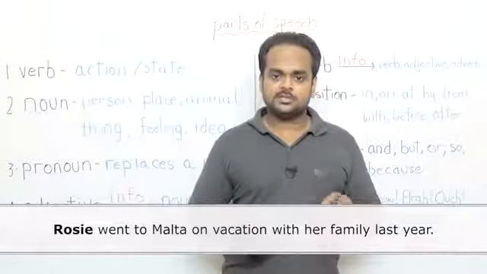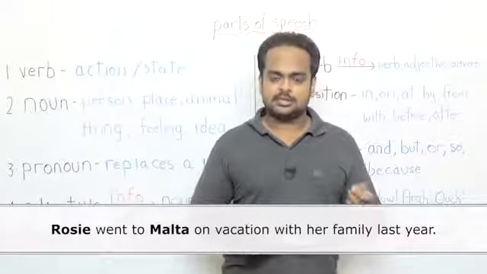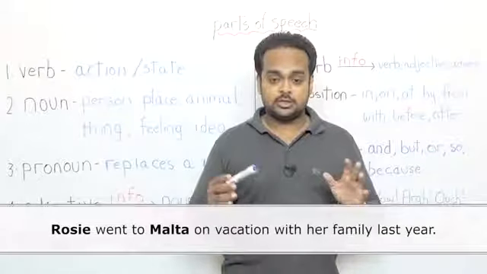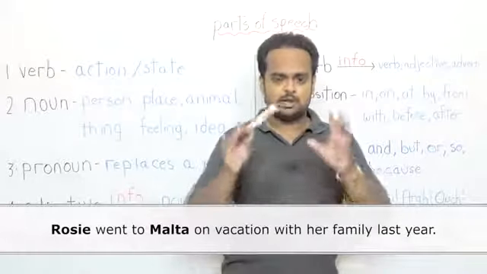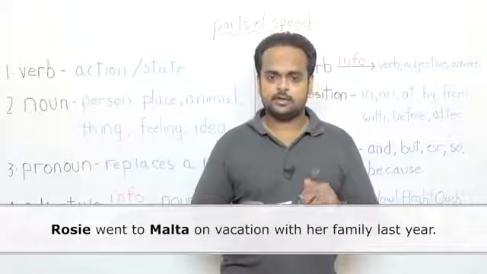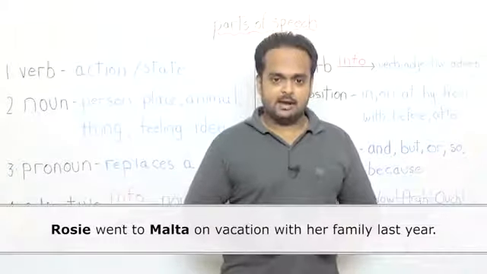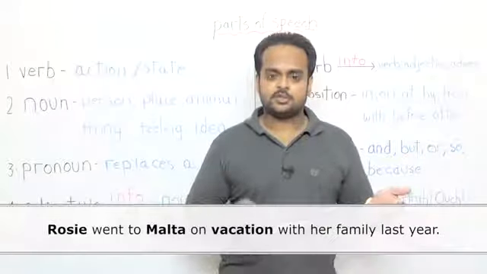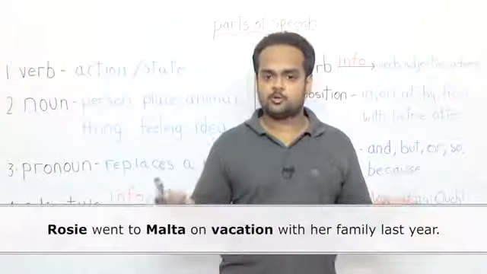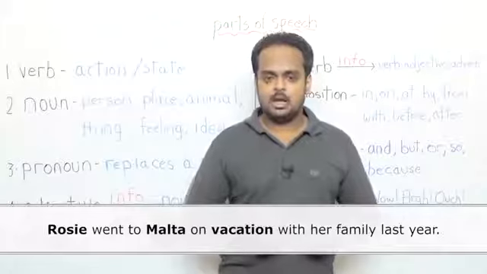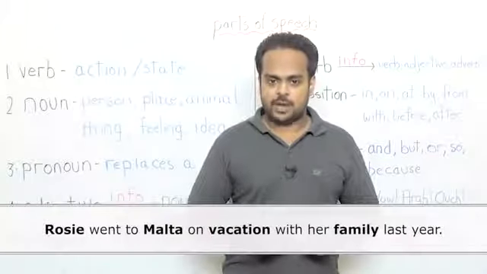The second noun is Malta. Malta is the name of a place. It's actually a beautiful, small little island country in Europe. Okay, so Malta is a place. The next noun is vacation. Vacation is the name given to a type of trip that people take. And the noun after that is family.